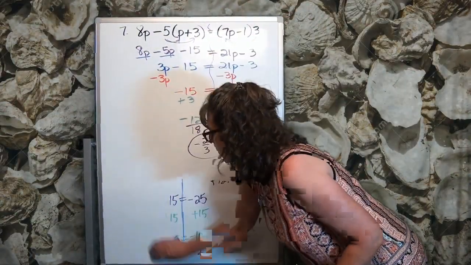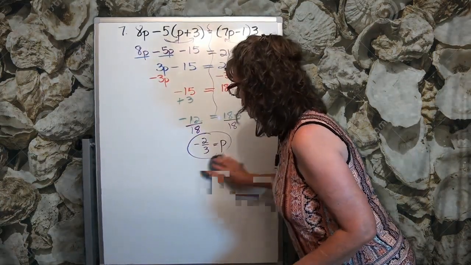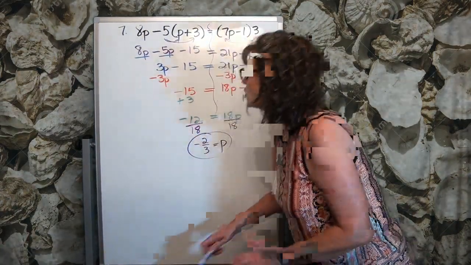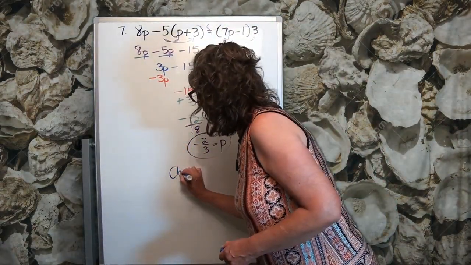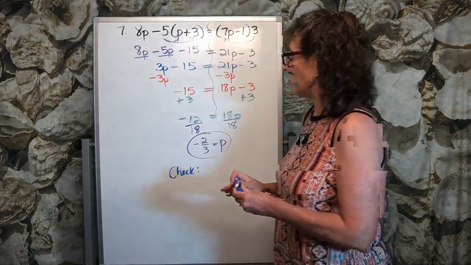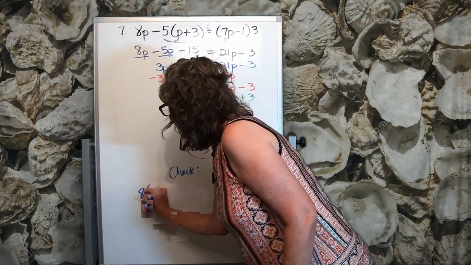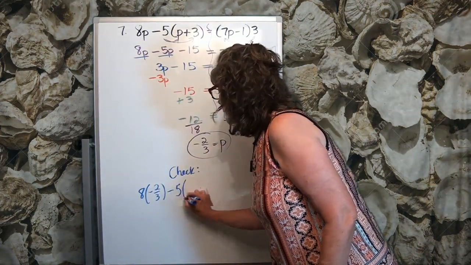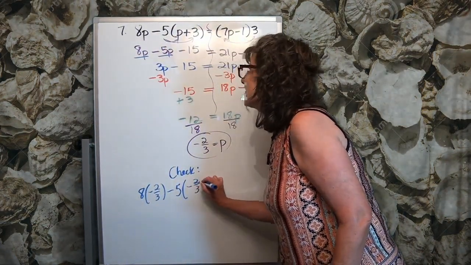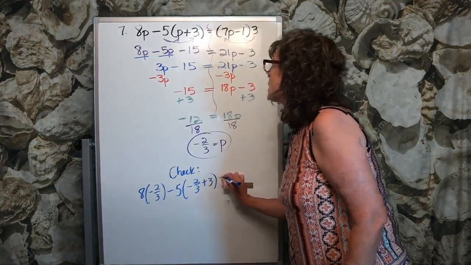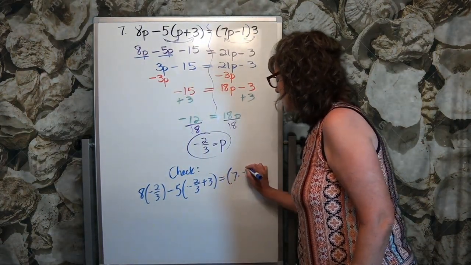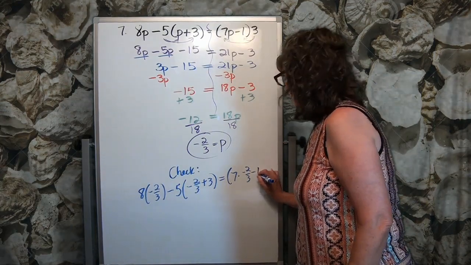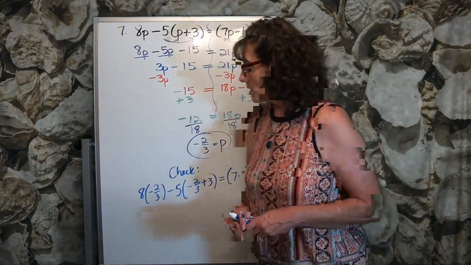And we've said before that we can check this. Now it's going to be a little bit of a cumbersome check, but I want to prove to you that you can, in fact, check this. It's going to take a bit, but we've got this. So I'm going to take 8 times the negative 2/3 minus 5 times negative 2/3 plus 3. And on this side, I'm going to do 7 times that negative 2/3 minus 1 times 3.